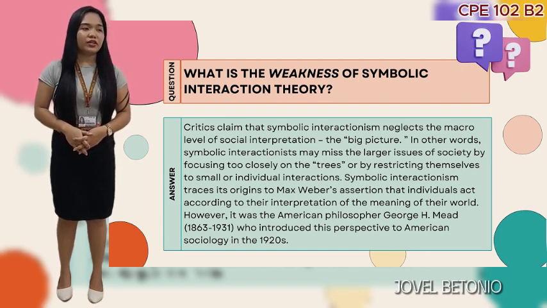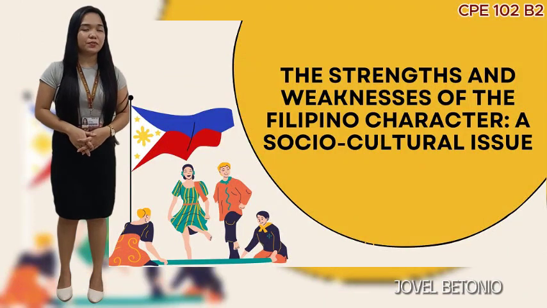Symbolic interactionism traces its origin to Max Weber's assertion that individuals act according to their interpretation of the meaning of their world. However, it was the American philosopher George H. Mead, 1863 to 1931, who introduced this perspective to American sociology in the 1920s.